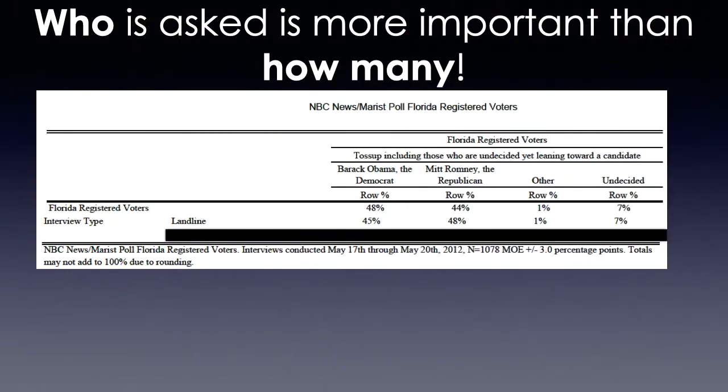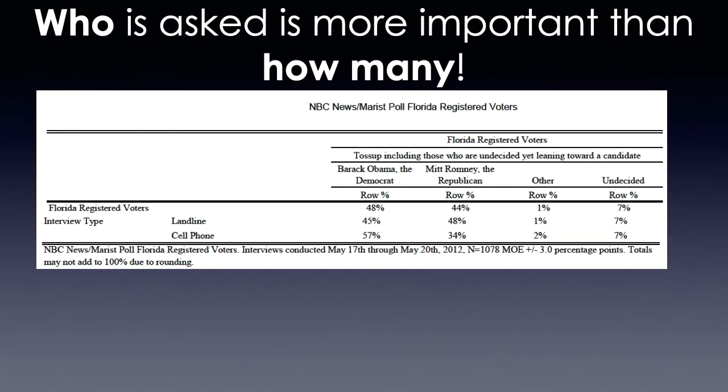Here's another example, this time from 2012. These are the results of the Marist poll from Florida. Recall that Marist poll has an A+ rating from 538.com. So overall, Democrat Barack Obama was predicted to defeat Republican Mitt Romney in Florida 48% to 44%. That's the number on the top row. But among registered voters reached by landlines, the Republican Mitt Romney was predicted to win Florida by 3%, 48% to 45%. But when registered voters were contacted via cell phone, the results flip entirely. Now Barack Obama is predicted to win the voters by a whopping 23 percentage points, 57% to 34%.